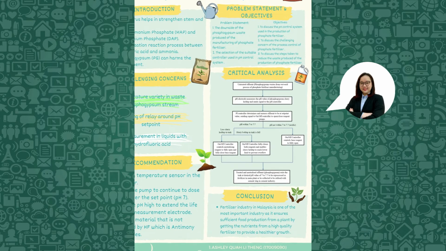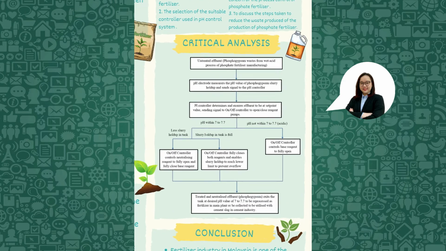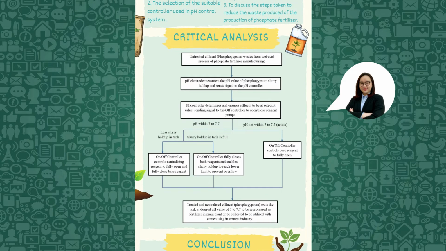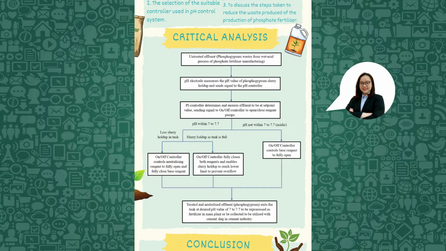I'm Ashley and I'll be presenting the critical analysis on how the control system works. The control system used in the treatment of phosphogypsum waste of the phosphate fertilizer manufacturing industry is a pH control system operating as a feedback control loop. The untreated influent of phosphogypsum waste from the wet acid process required in the manufacturing of phosphate fertilizers to produce phosphoric acid first enters the agitation tank, where a glass pH electrode, which is the transducer, will measure the pH value of the slurry holdup in the tank and compare it with the desired set point of neutral pH value set by the PI controller, that is at a value of 7.0 to 7.7.